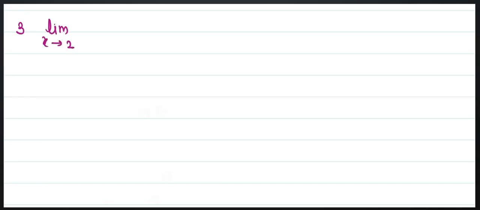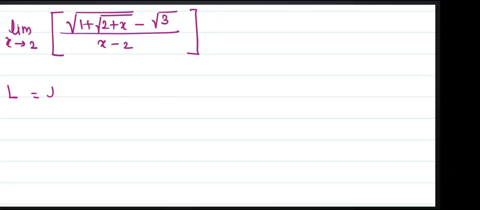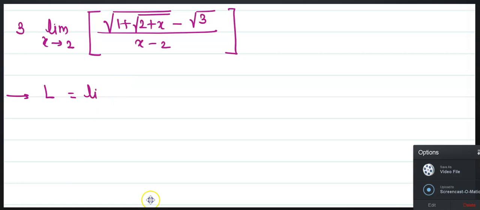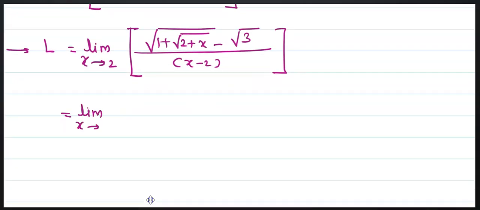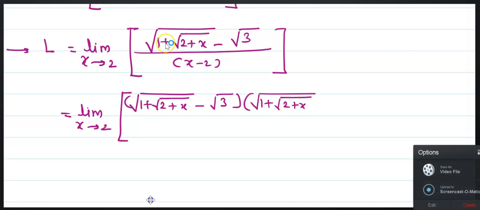Now next is limit x tends to 2 root of 1 plus root of 2 plus x minus root 3 upon x minus 2. Double radicals can be here. Now first we'll multiply the first conjugate part, that is here we will multiply root of 1 plus root of 2 plus x plus root 3. This is the first part. And then simplify it.